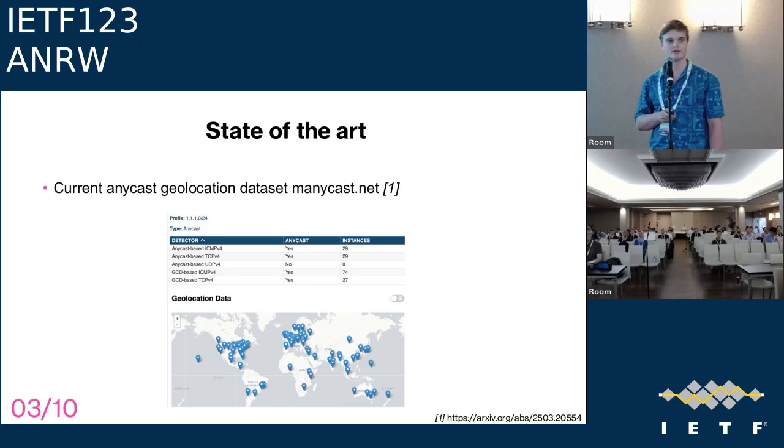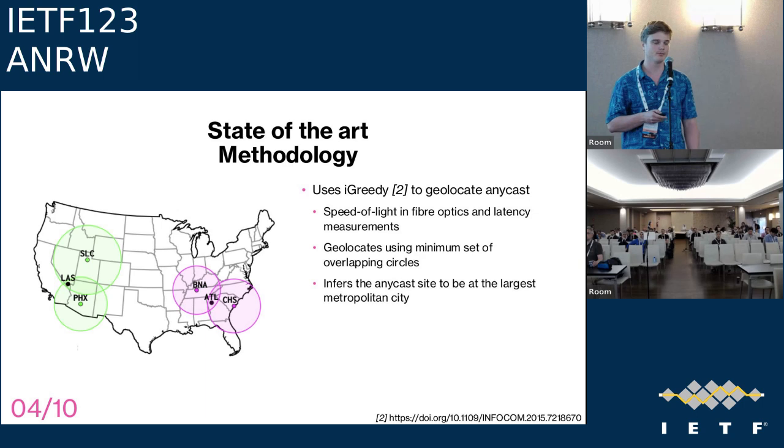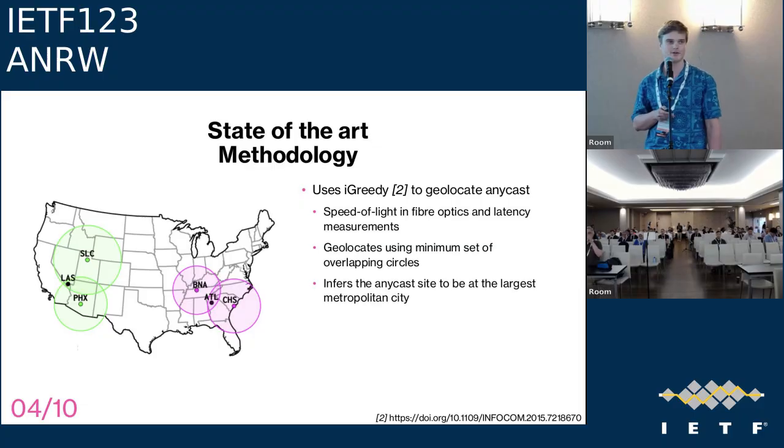The current state of the art in Anycast geolocation is Manycast.net, where you can query an IP address and see if it's Anycast, and then it provides you with the locations it finds. But this state of the art uses iGreedy to geolocate Anycast, which basically sends out ping measurements from multiple locations, and then it draws a circle on the maximum distance traveled by that ping packet based on the speed of light in fiber optics. And in this example, you see 4 circles.